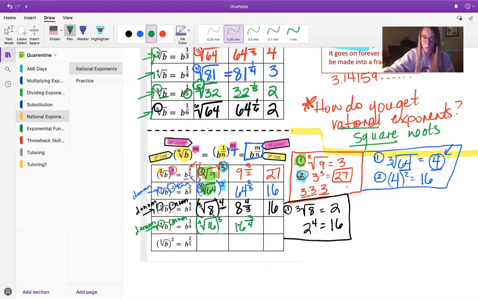Okay, so how do we solve this without a calculator? Step 1, the 4th root of 16. What times what times what times what equals 16? It's 2. 2 times 2 is 4, times 2 is 8, times 2 is 16. Then we take that number and we take it to the exponent 3. So 2 to the 3rd power, and that equals 8.